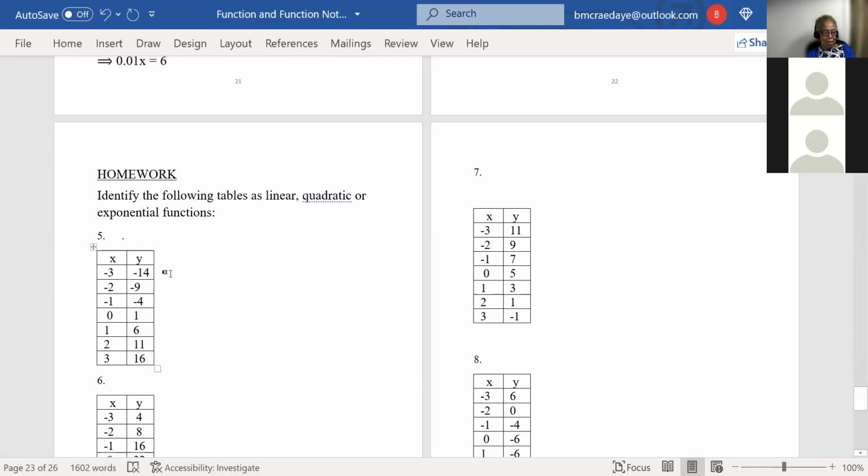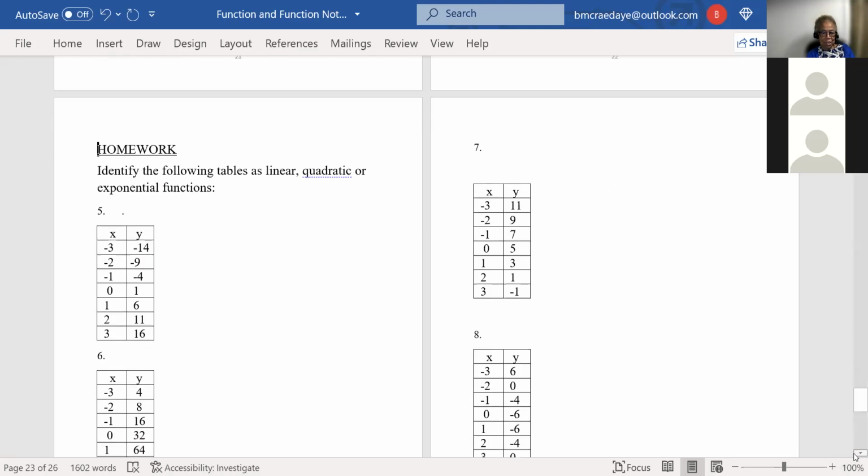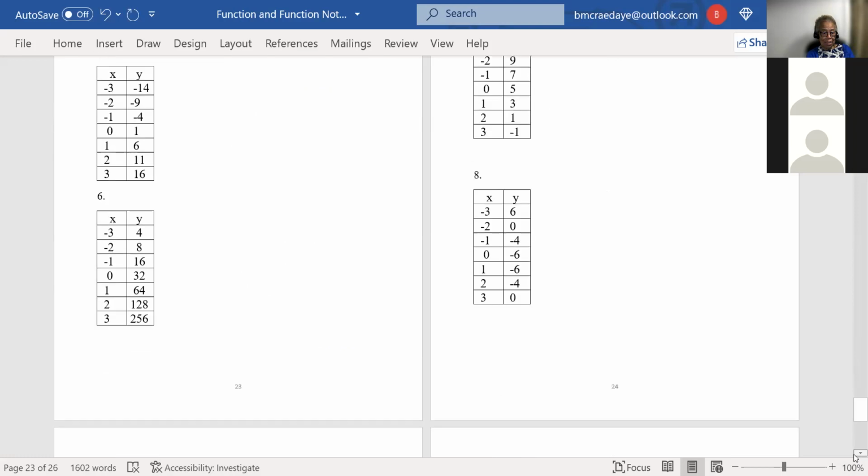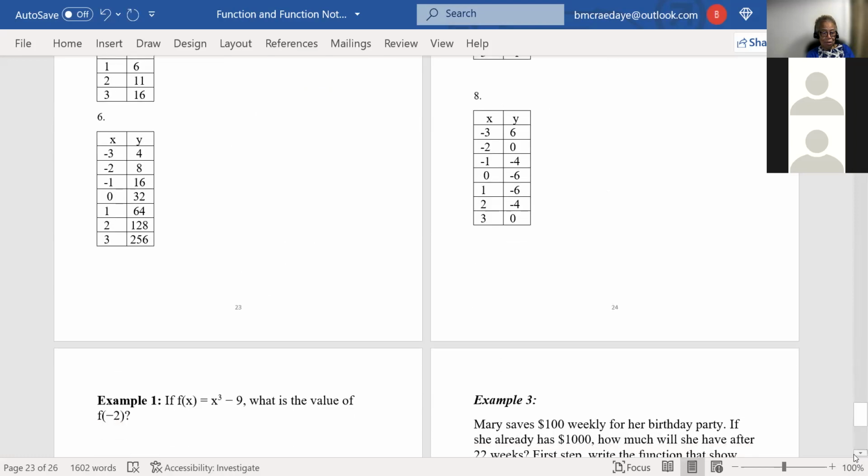So take your differences, see if they're ratios. If the ratios are the same, that's exponential. If your differences are the same, then it's linear. If the second differences are the same, then it's quadratic. So that would be your homework.